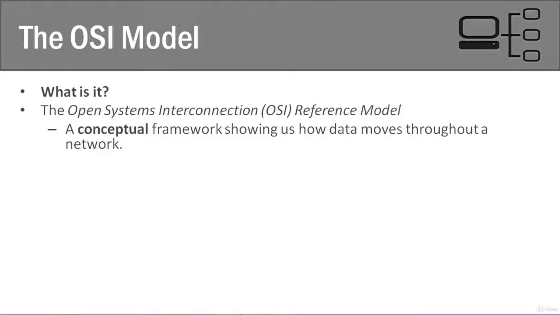In today's lecture, we're going to talk about something called the OSI model, which stands for the Open Systems Interconnection Reference Model. What's interesting is that this is a model we use as a conceptual framework, designed to show us how networks work and how data moves across the network, but it was never implemented.